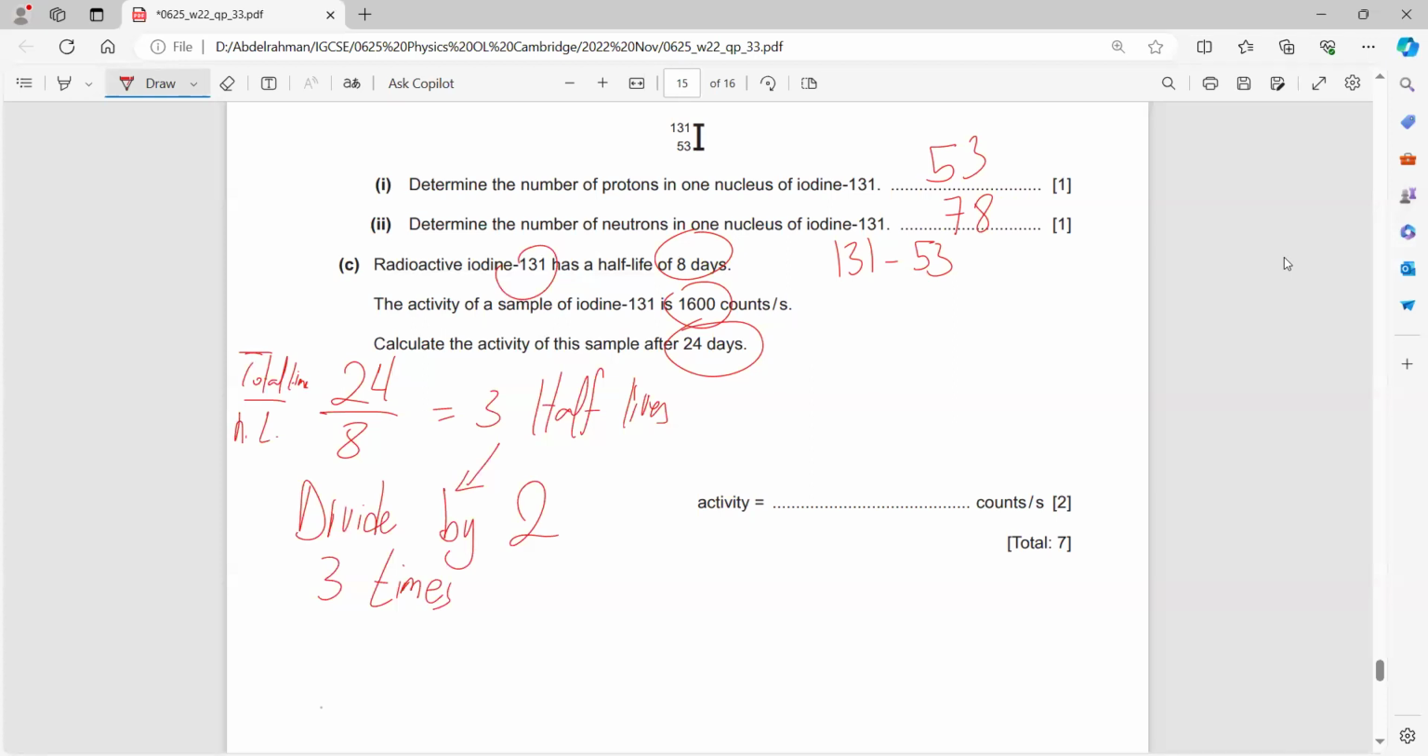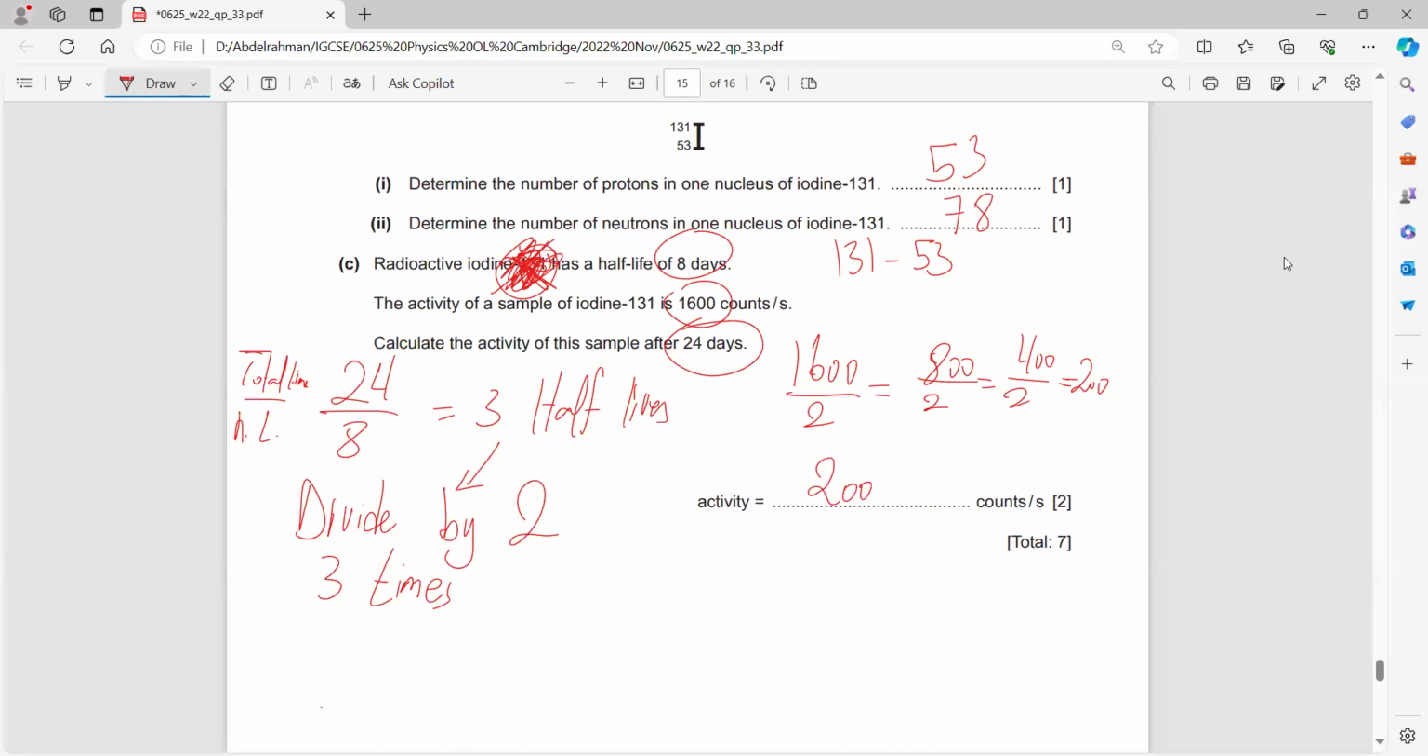I will divide the 1600. I don't care about the 131, it's as if it's not there. 1600 divided by 2 is 800. Divide by 2 again, 400. Divide by 2 again, 200. So after 3 half-lives, it is 200.